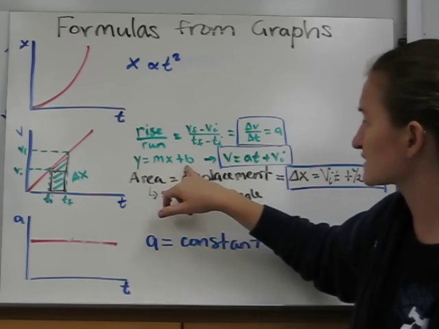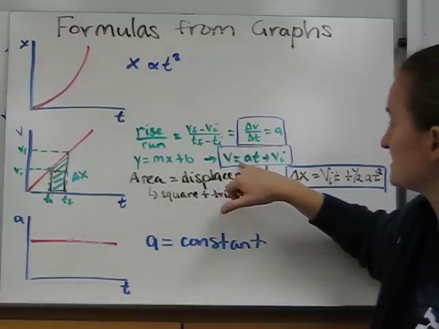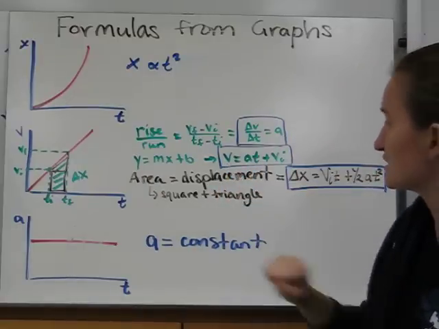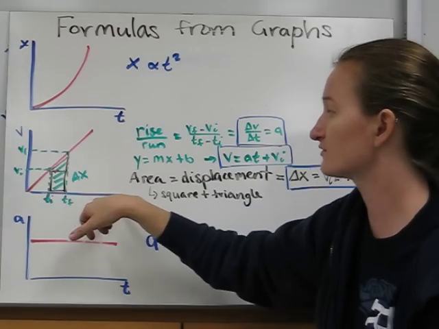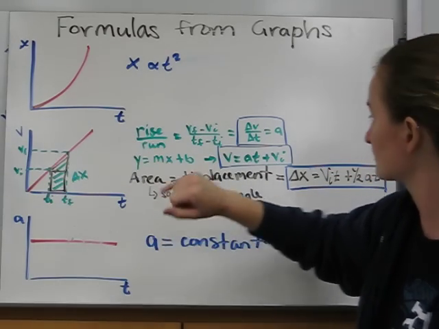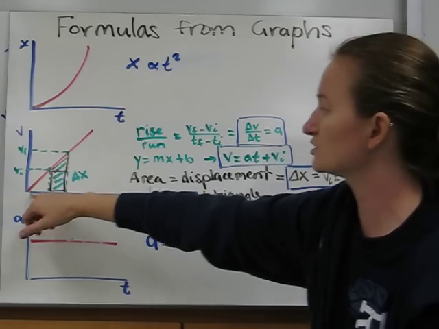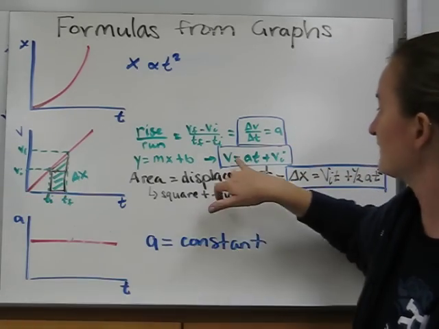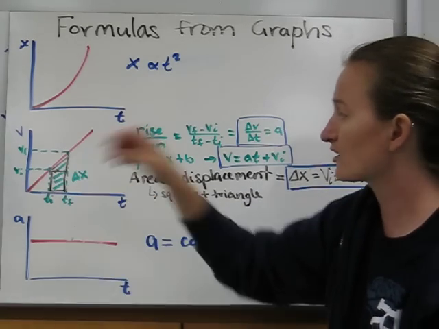From our y equals mx plus b, which is our equation for the line, we can find that v is equal to at plus v initial, where a is our m, our slope, because on a velocity versus time graph, the slope is the acceleration. t is our x variable, and v initial is the starting point of our graph, and v is our final point of our graph. We can also look at the area under the curve.